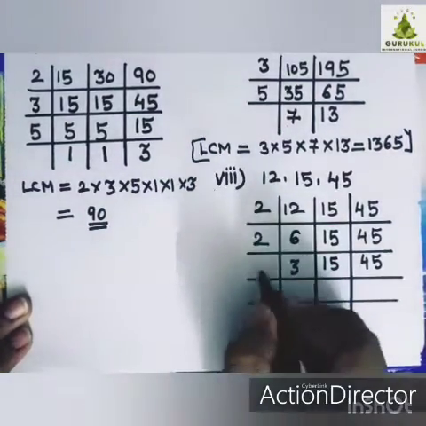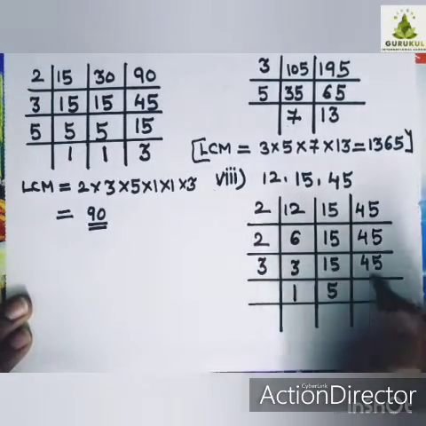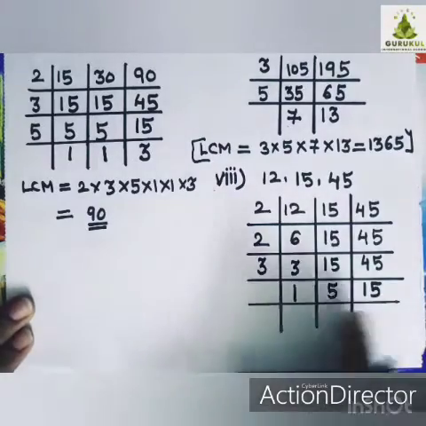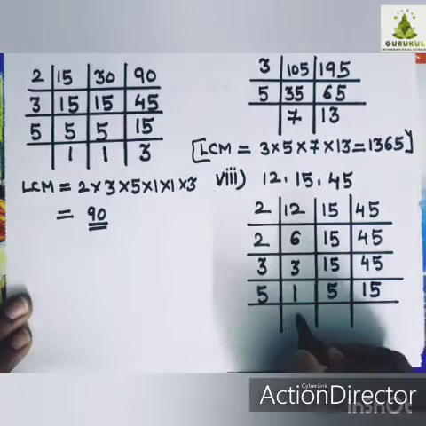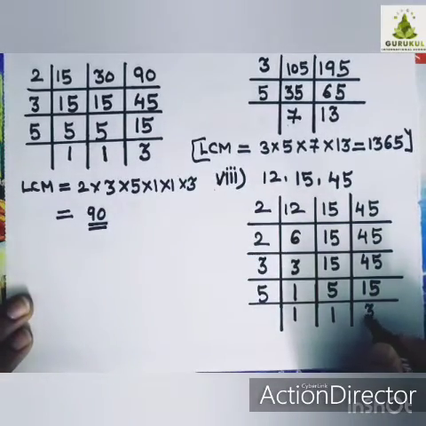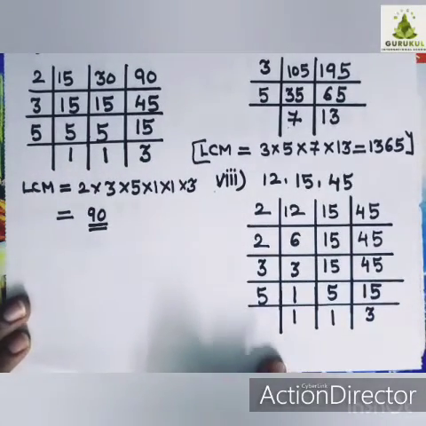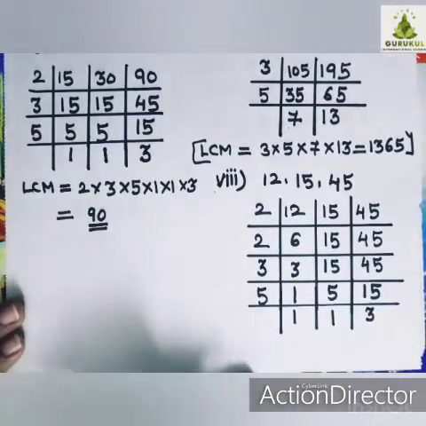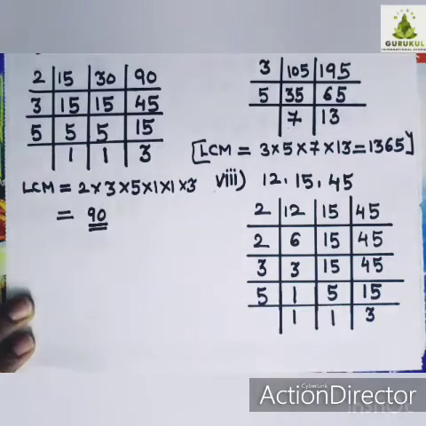Now start with 3. 3 ones are 3, 3 5s are 15 and 15 threes are 45. Okay, then 5. 1 will be as it is. 5 ones are 5, 5 threes are 15. So, I get numbers here 1 1 3 and 2 2 3 5. Correct? So, we have to write down the LCM.